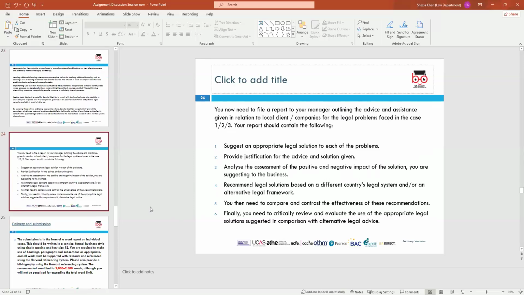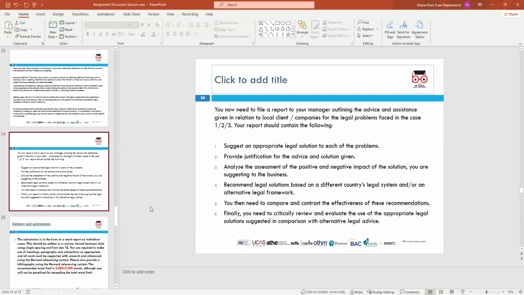So you now need to file a report to your manager outlining the advice given in relation to the local client companies for the legal problems faced in case study 1, 2, and 3. Your report should contain the following. You should suggest an appropriate legal solution for each of the problems in the case study. You should provide justification for the advice and solution given. You should analyze the assessment of the positive and negative impact of the solution you are suggesting to the business.